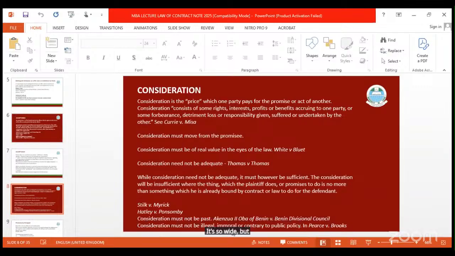But then they're saying that is something, a price that is paid, and of course, as we're going to see, it is also something of value in the eyes of law. So you must pay a price. As someone said, even in Freetown in South Africa, there's no free food. You must pay a price for it. And that's why you must move from the promisee.